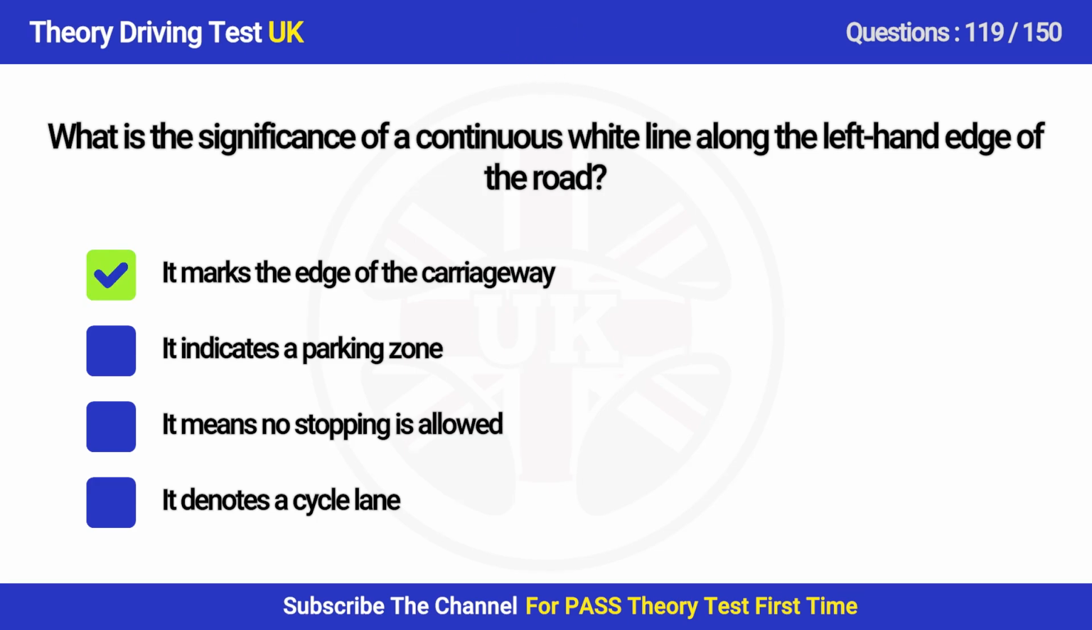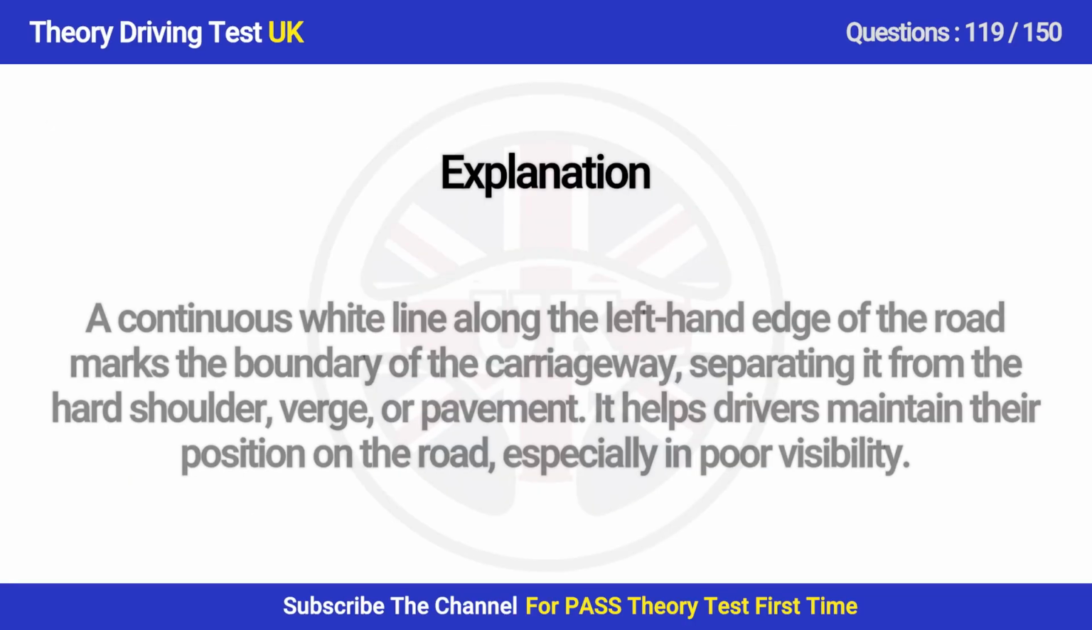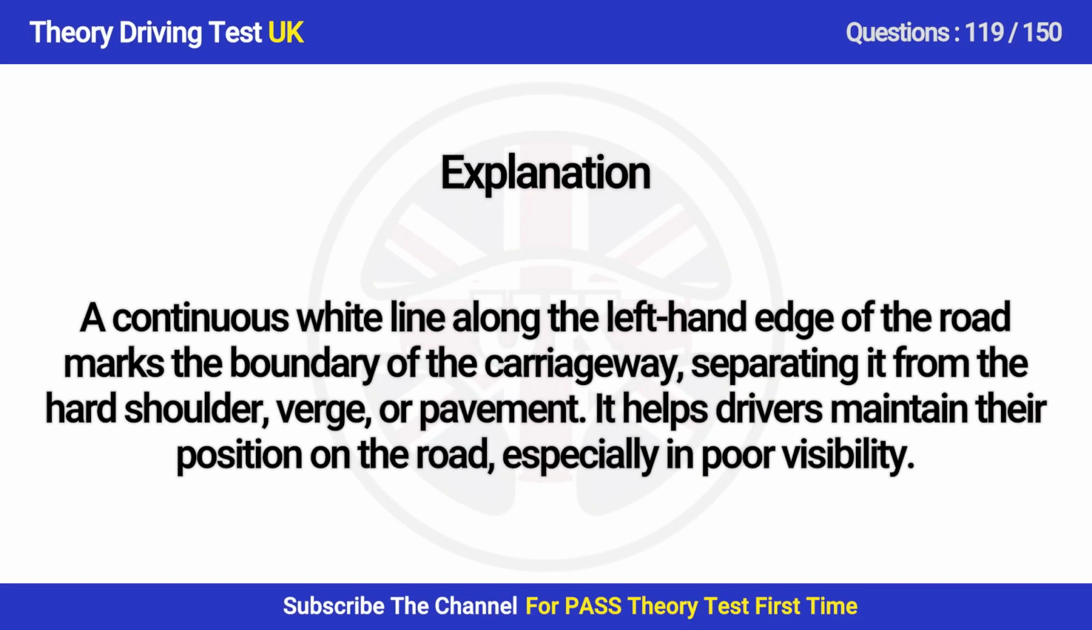Answer is A. It marks the edge of the carriageway. A continuous white line along the edge of the road marks the boundary of the carriageway, separating it from the hard shoulder, verge, or pavement. It helps drivers maintain their position on the road, especially in poor visibility.